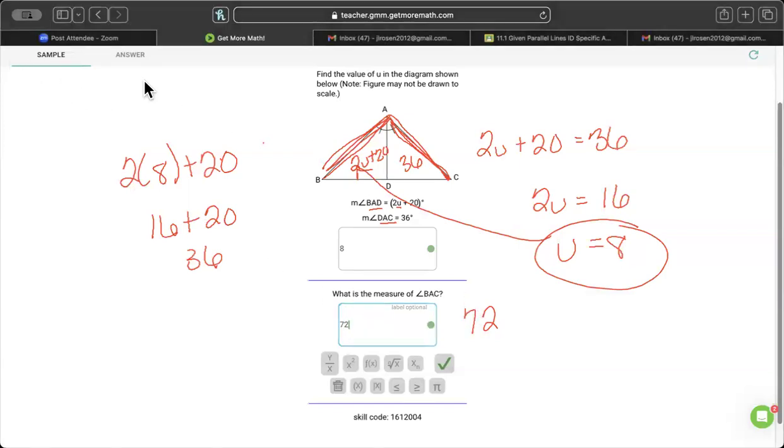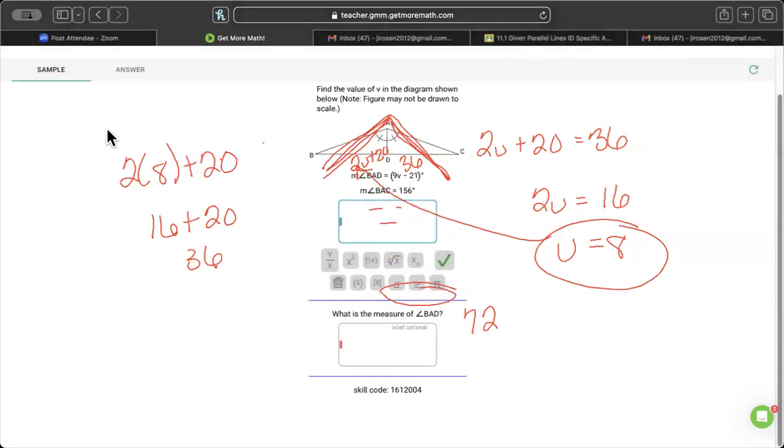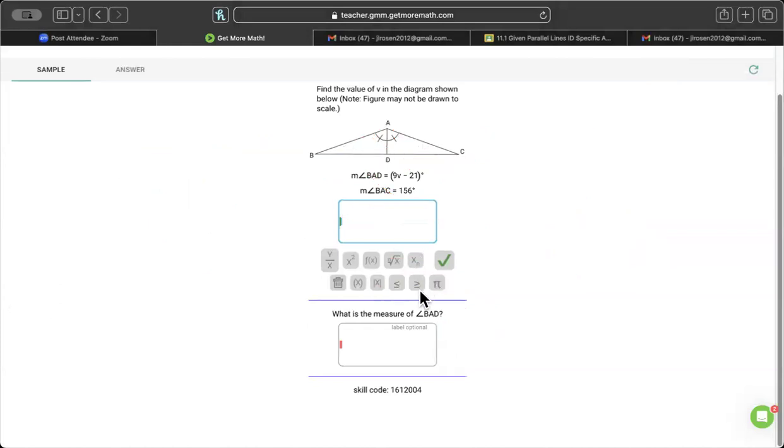Okay. So again, you might see things shown a little bit different. Just make sure you're really paying attention to what the question's asking you for. And if you need more help with solving these equations, just let me know. We can get on a one-to-one and we can go from there. So let's do one more. This one says BAD is 9v minus 21. And BAC, the whole thing, is 156.